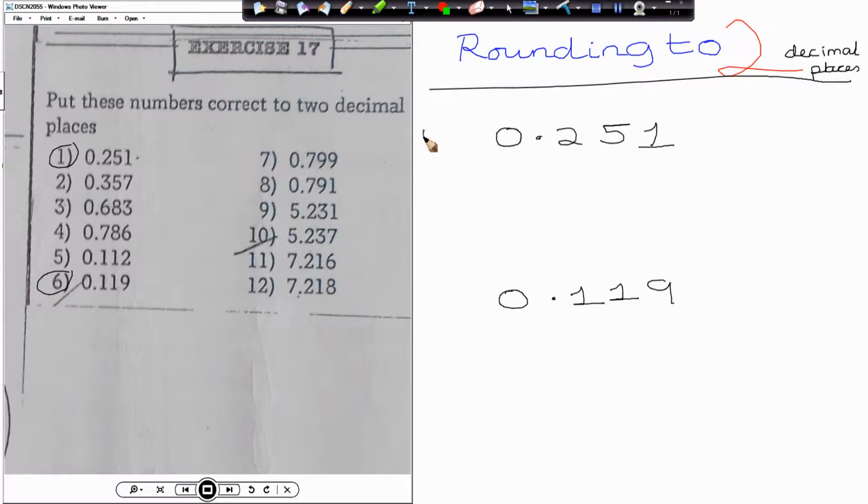Okay, question number 1's over here. Question number 6 is here. Now, these particular questions here, we need to round these up to 2 decimal places. So first of all, we need to identify where that is. First decimal place, second decimal place. Now, what do we need now? We need to identify that the second decimal place is where the last digit is.